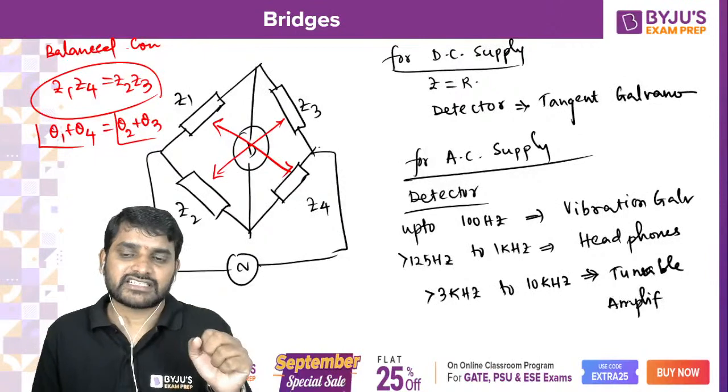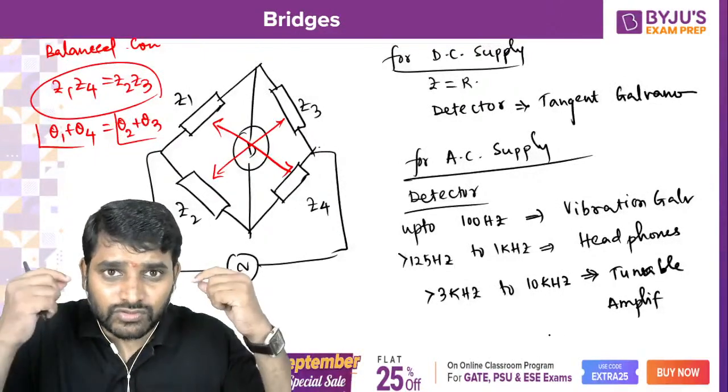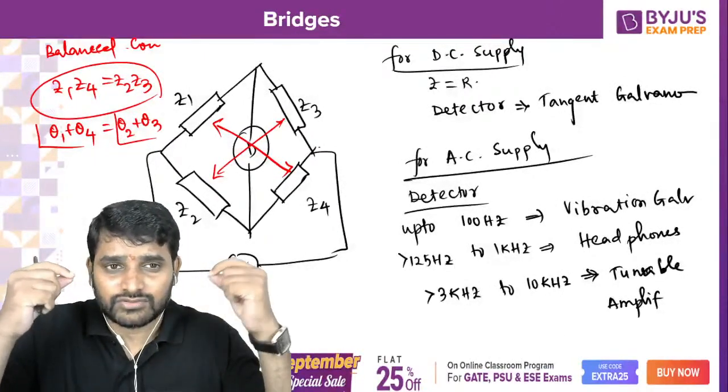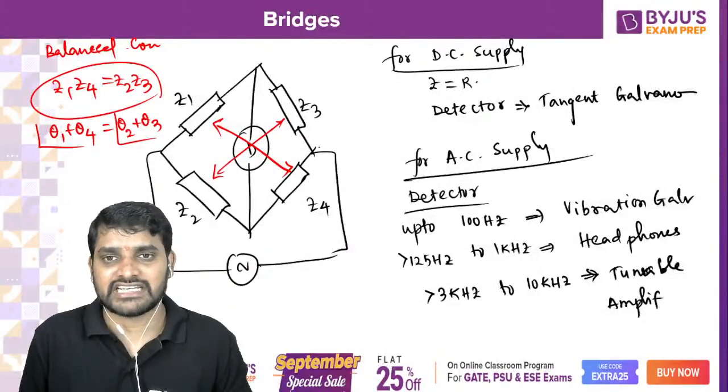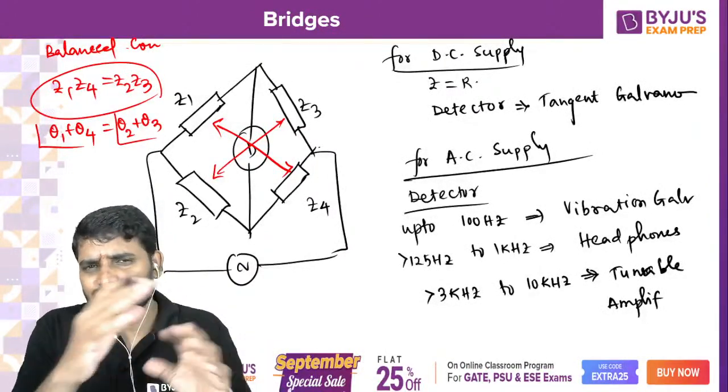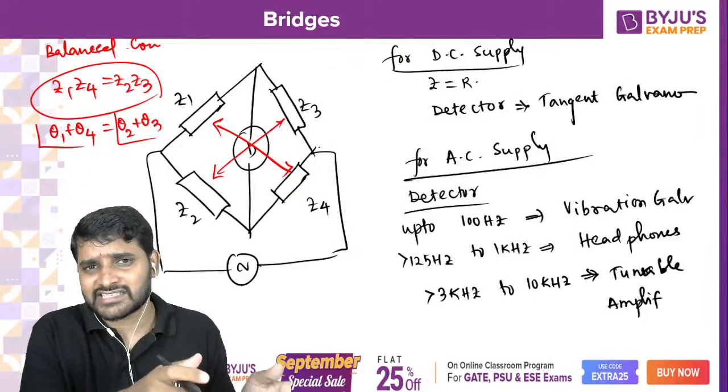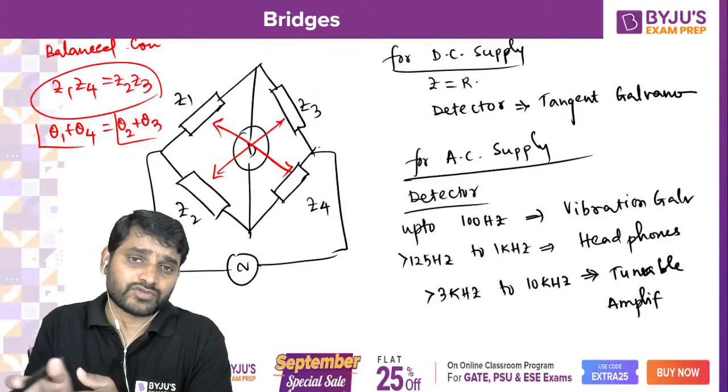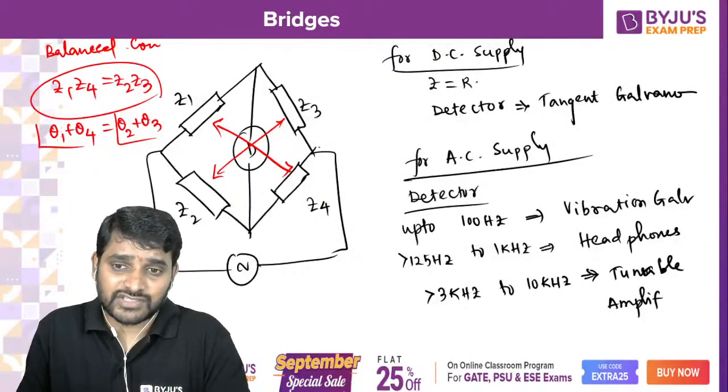So these are the detectors we use to find the balanced condition. Now there are so many bridges, like, to measure the resistance, what are the bridges? To measure the inductance, what are the bridges? To measure the capacitance, what are the bridges?